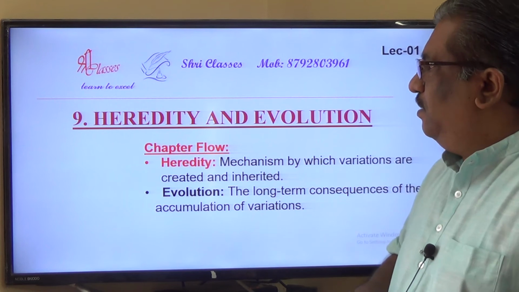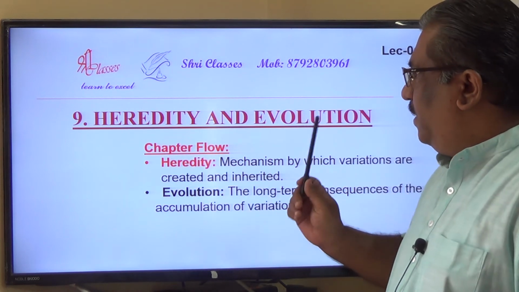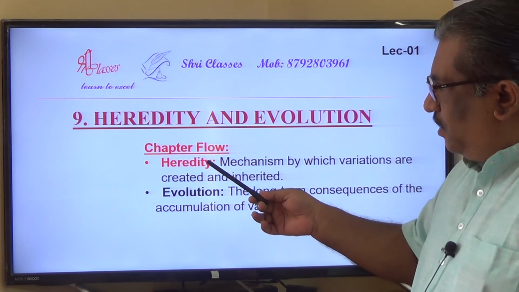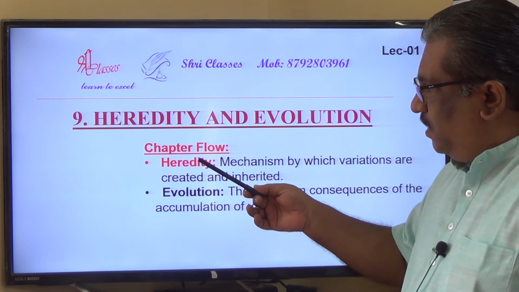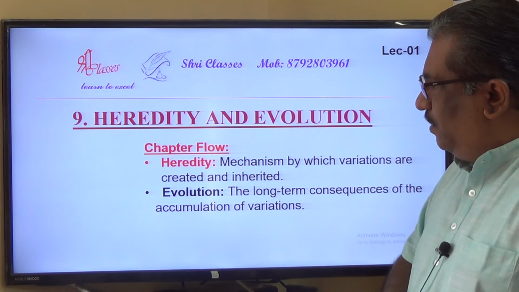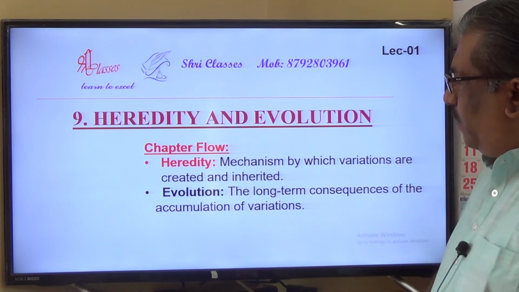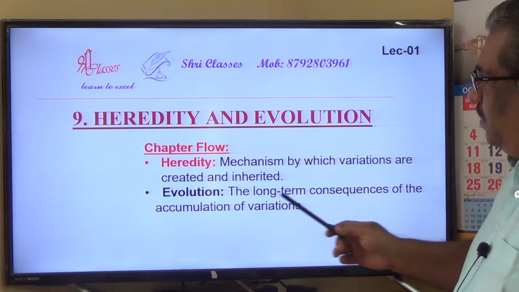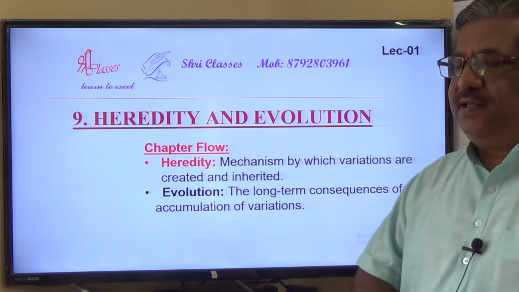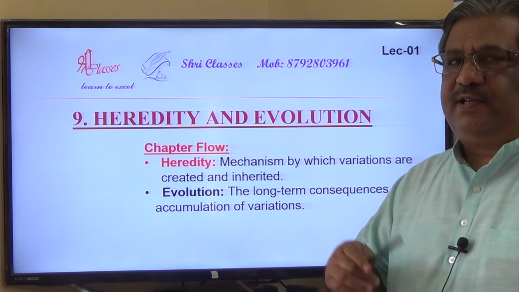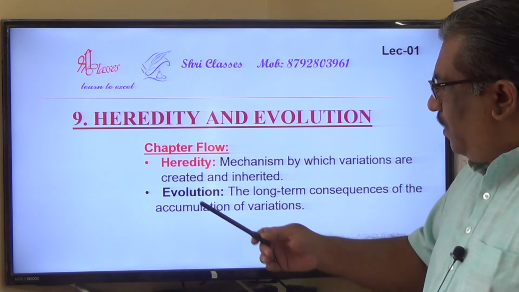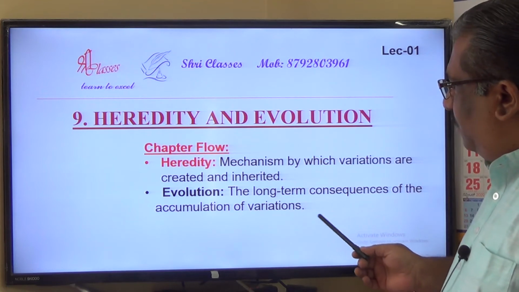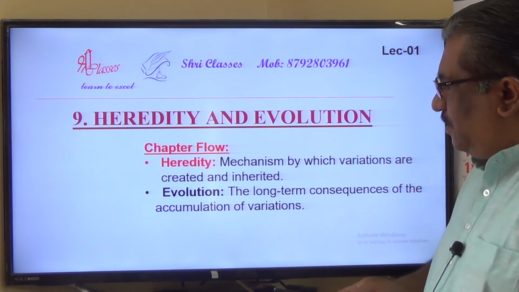We will begin with chapter number 9, Heredity and Evolution, chapter flow. The chapter has been divided into two parts. One is heredity and next is evolution. Heredity, in this we are going to study the mechanism by which variations are created and the variations are inherited from generation to generations. In the evolution part, the long-term consequences of the accumulation of variations.